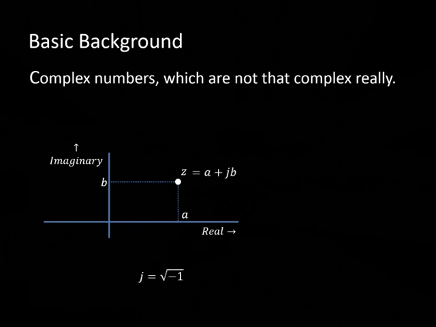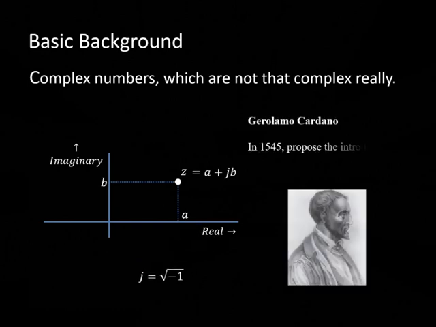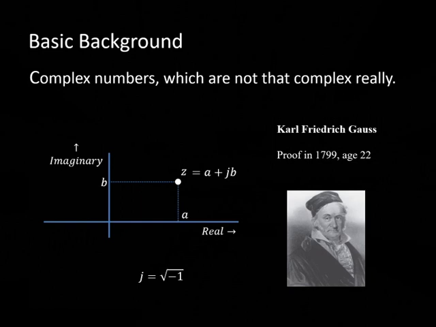In 1545, Cardano first introduced complex numbers in his work Ars Magna while solving quadratic equations. He used complex numbers as intermediate steps in his calculations. Gauss provided a rigorous foundation for them, introduced the complex plane, and demonstrated their importance in various fields of mathematics.